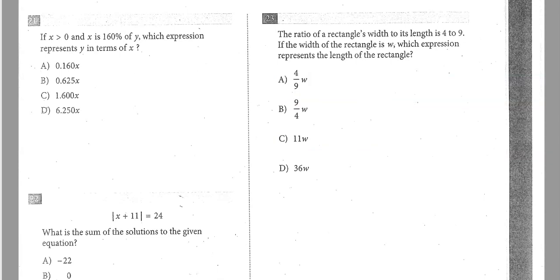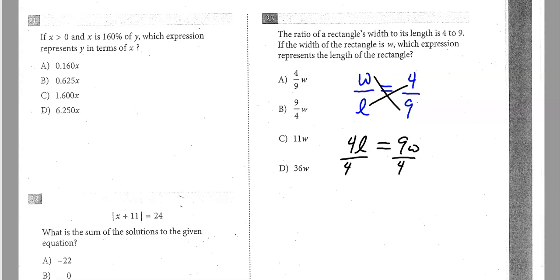All right, number 23 says the ratio of a rectangle's width to length is 4 to 9. Let me write that down. The width to length ratio is 4 to 9. If the width of the rectangle is W, which expression represents the length? So how do I get the length? Well, I can cross multiply here, and I get 4L equals 9W. To find L, I divide both sides by 4. So the length is 9 over 4 W. Correct answer, B.